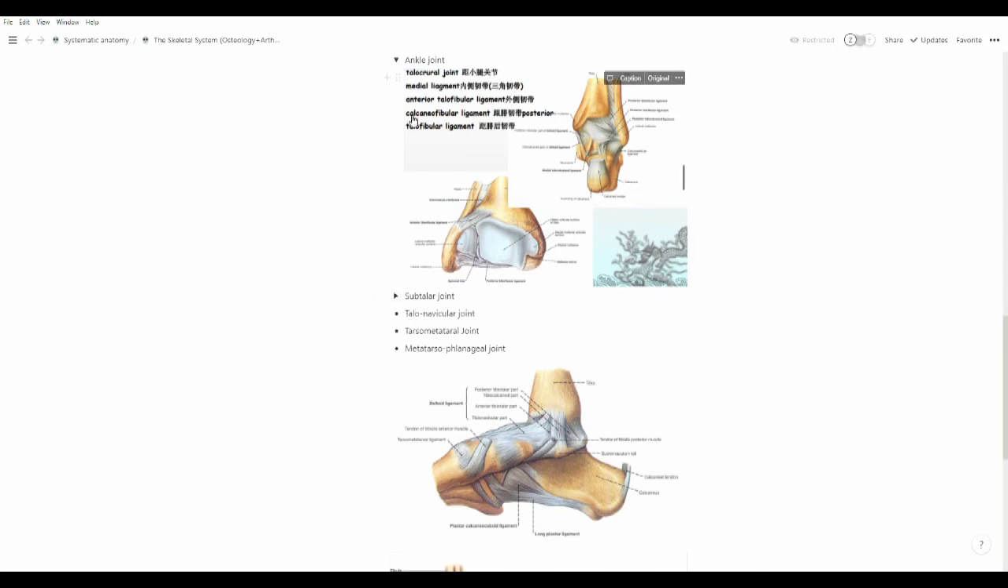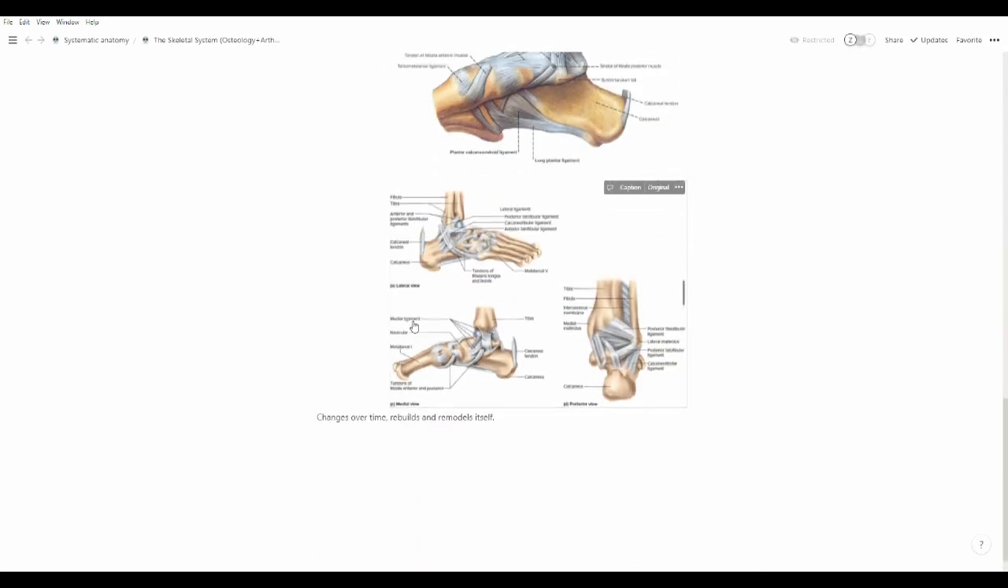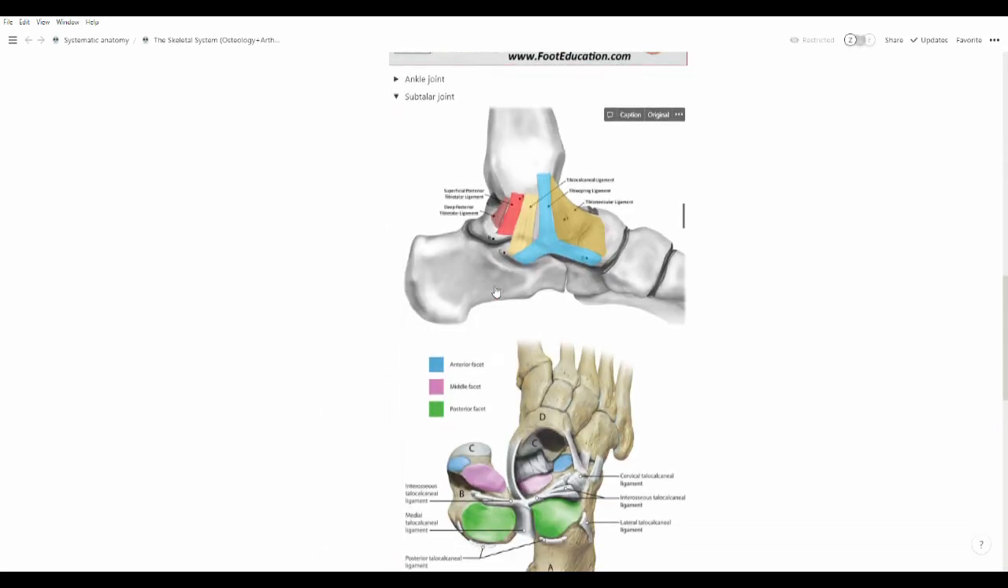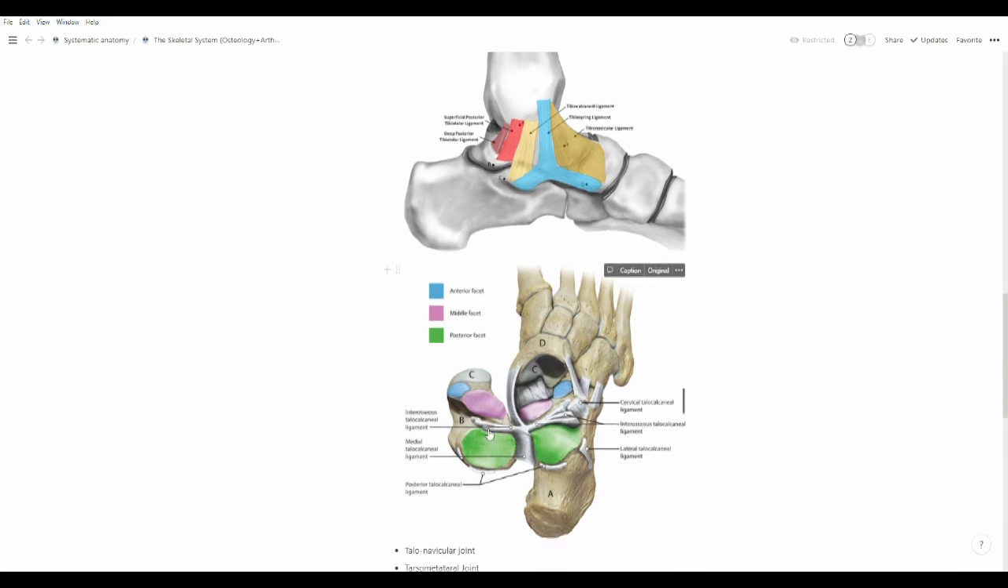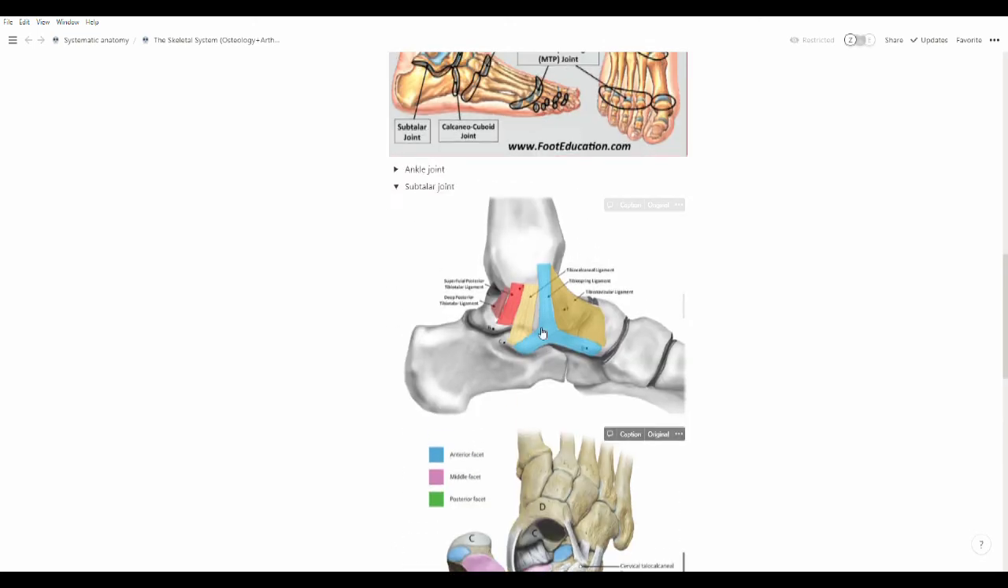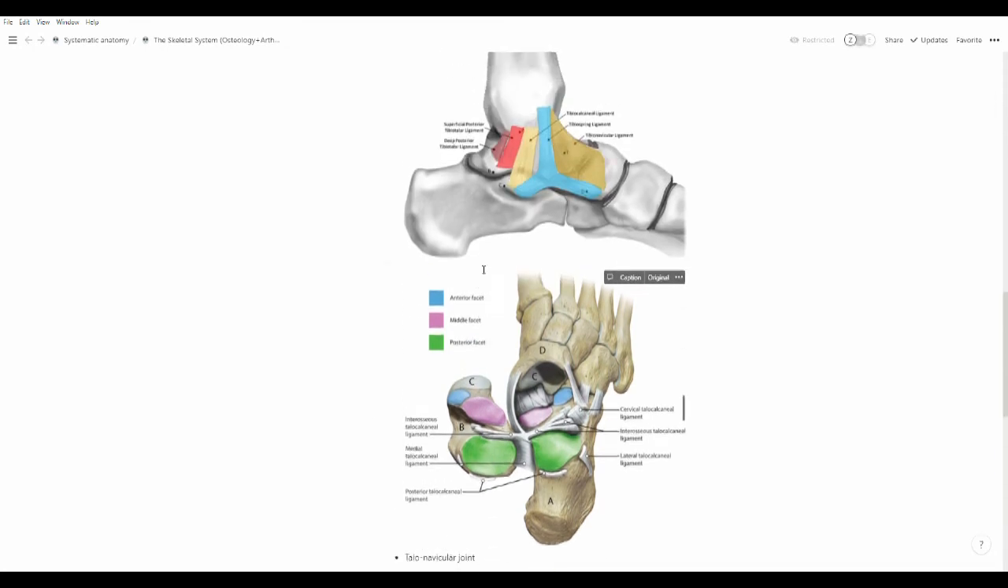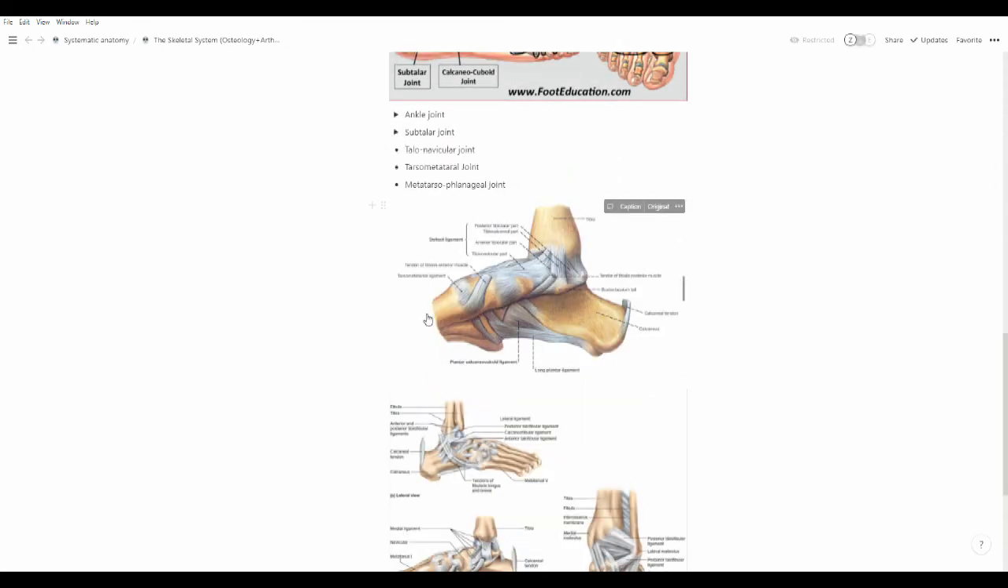Here we have the subtalar joint. Like I've mentioned, it's under the talus, so it's called the subtalar joint, and it's actually a little bit complicated because it has three different facets, the anterior, middle, and posterior facets. Those facets are basically where the bones touch each other, and those are all the ligaments that support this joint. So this is just a picture to keep in mind, just for later.